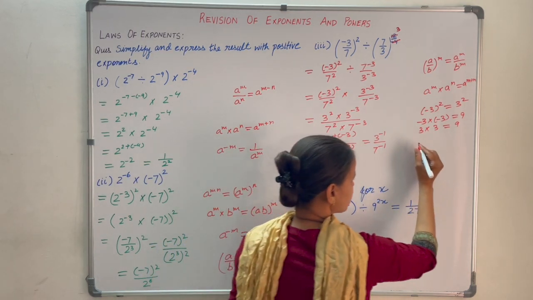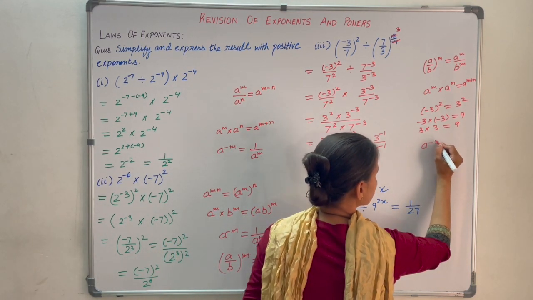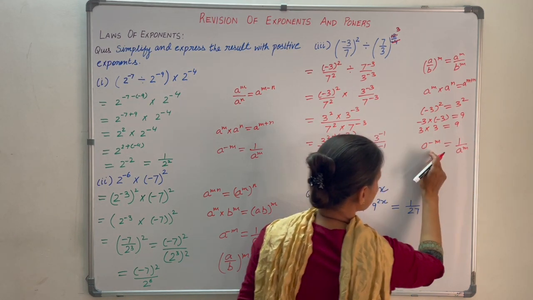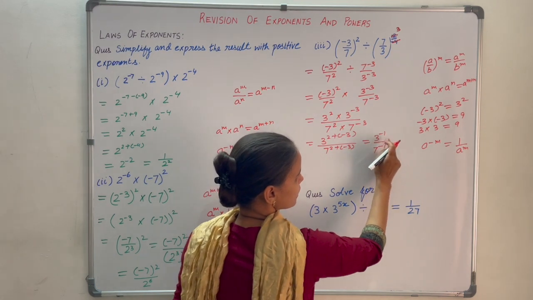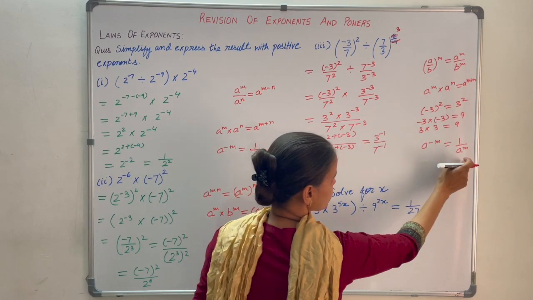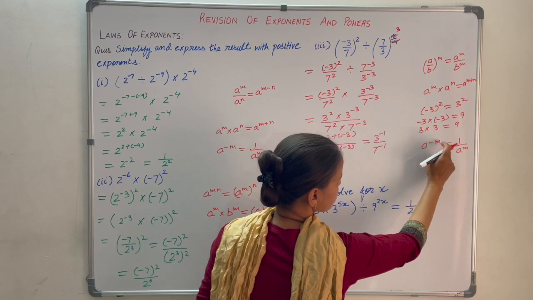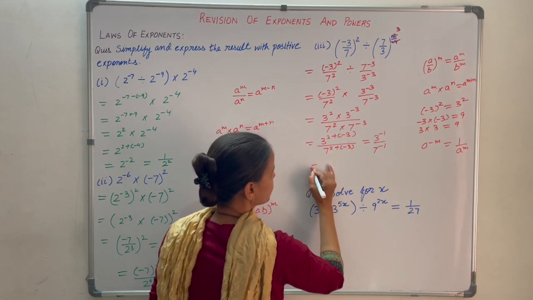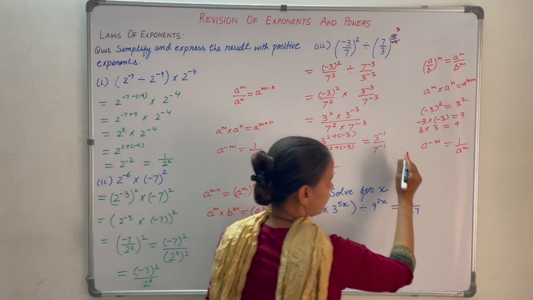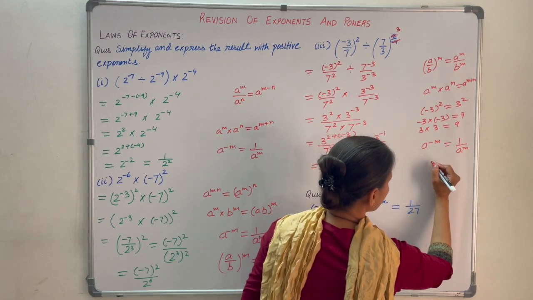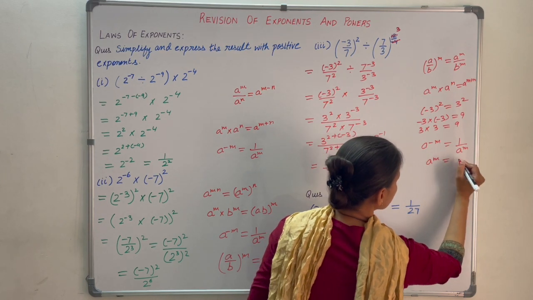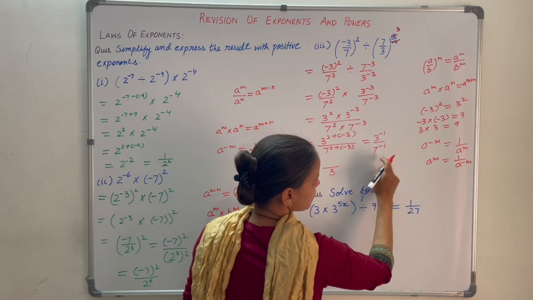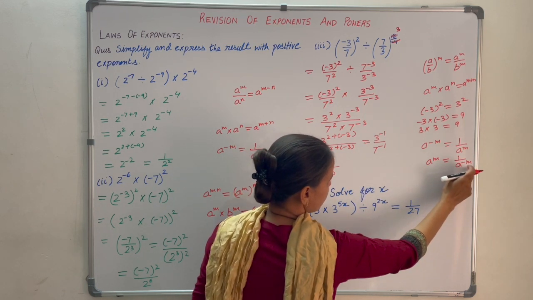I am going to use this law now: a raised to the power minus m is equal to 1 upon a raised to the power m. Here it is 3 raised to the power minus 1. When it goes in the denominator, the minus m becomes plus m. So minus 1 will become plus 1, and you get 3. Now the same law I can rewrite as a raised to the power m is equal to 1 upon a raised to the power minus m. So here a is 7, m is 1.